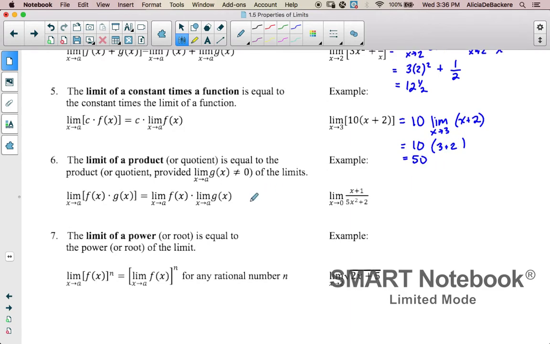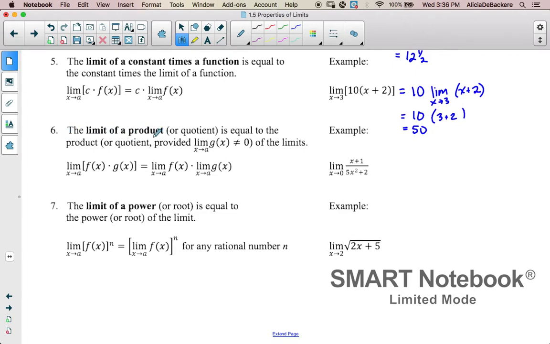Okay. All right. The limit of a product or a quotient is equal to the product or quotient of the limits. So for a product, if I'm taking the limit of a product of two functions, that's the same as taking the limit of each separately and then multiplying those two answers. For a quotient, there's one other thing that you need to think about because we're talking about dividing. So whatever I'm dividing by can't equal 0, right? Then that won't work for me.